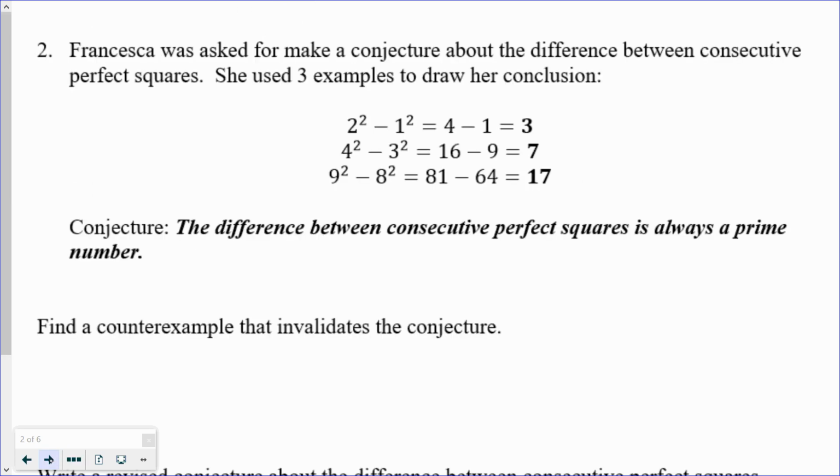Francesca was asked to make a conjecture about the difference, and when we say difference we're talking about subtraction, between consecutive perfect squares. Consecutive means one after another.